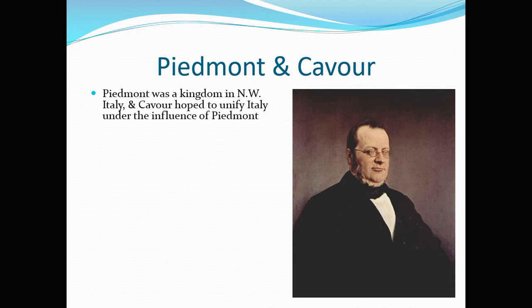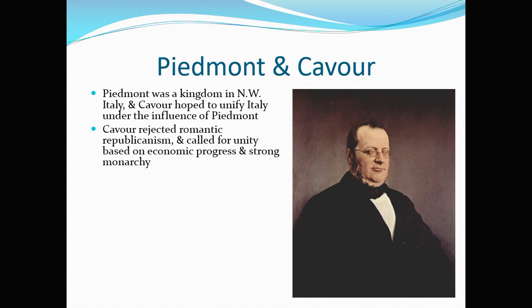And actually, as a young man, Cavour had been a Republican. He had been something of an admirer of Mazzini, but over time, he began to change his political stripes and believed that Italian unification would be better served if it took place under a constitutional monarchy. So he rejected the kind of romantic republicanism of Mazzini as he got older.